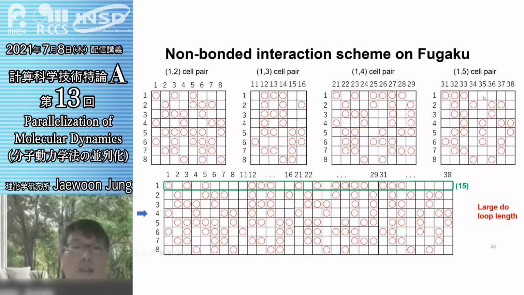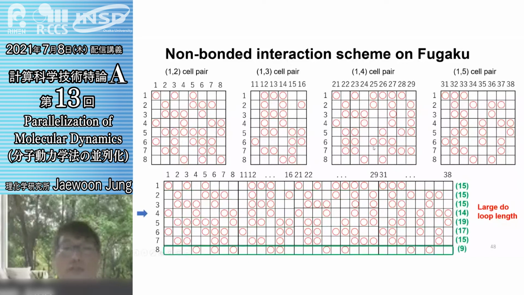And the first particle has the interaction with 15 particles here, and the second 15 particles. So the loop length becomes much larger by making a loop of it in this way. Previously, it has just 3, 2, 2, 2. But by combining as one loop, we can increase the loop length much more.